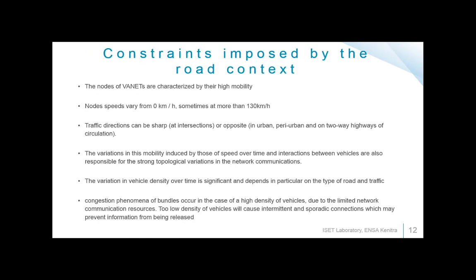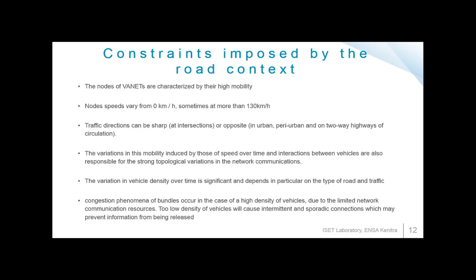Now, constraints imposed by the road context. The nodes of VANETs are characterized by their high mobility. Node speeds vary from 0 km per hour to sometimes more than 130 km per hour. Traffic direction can be sharp at intersections or opposite in urban, peri-urban, or two-way highway circulation. The variation of mobility induced by changes of speed over time and interaction between vehicles are also responsible for the strong topological variation in the network communication.